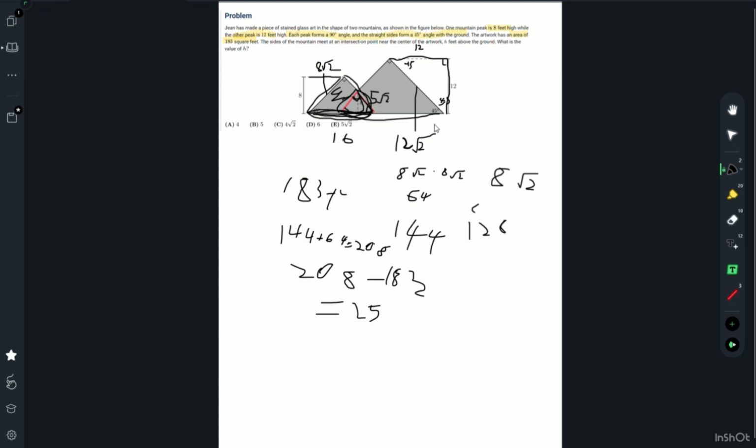Over here, the side will be, first, we know that this is 12 square root 2, and this is 12 square root 2. Each squared is 288, and 288 plus itself, times 2, we will get 576, and this part will be 24.